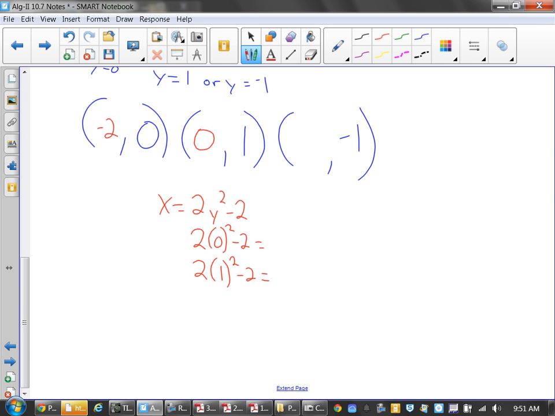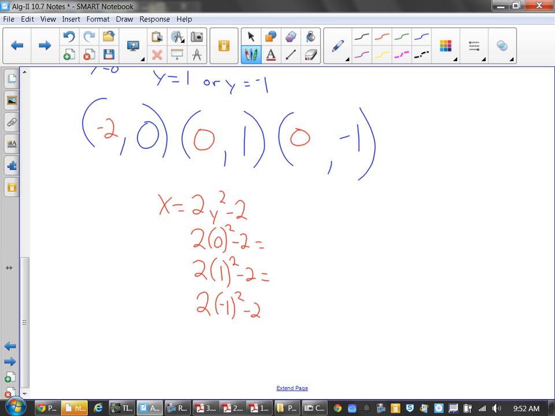Negative 2. 0. I mean, whoops. Wait, no, yeah, 0. Oh wait, I was doing negative 1. That's okay. And then if it's negative 1, what's 2 times negative 1 squared minus 2? Negative 2. What's negative 1 squared? 1. What's 1 times 2? 2. What's 2 minus 2? Wait, it's 0? Dang it! You have plus or minus, so it can be the same.